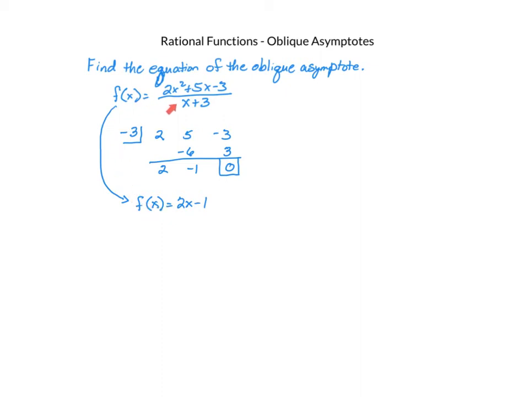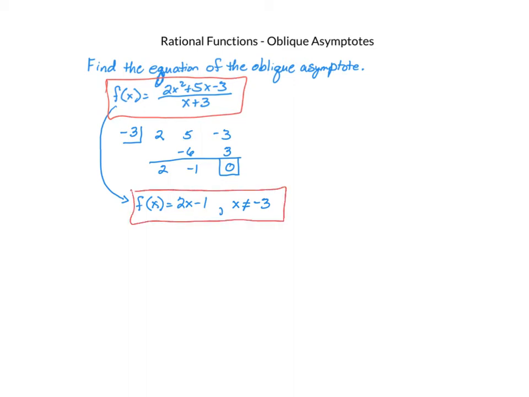This one has a domain that is all reals except -3. This one does not. So you actually would have to say, hey, x can't be -3. Now these two functions are completely equivalent. So there's no oblique asymptote. In fact, let's graph this one.